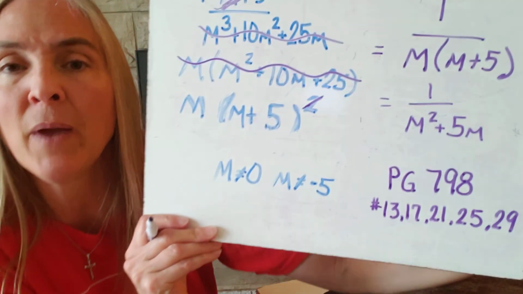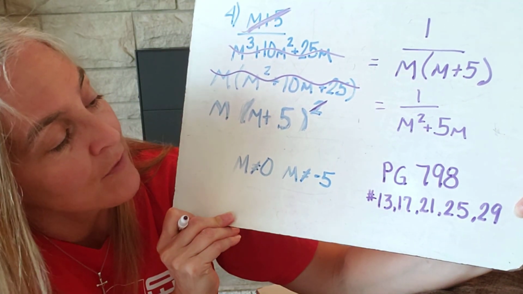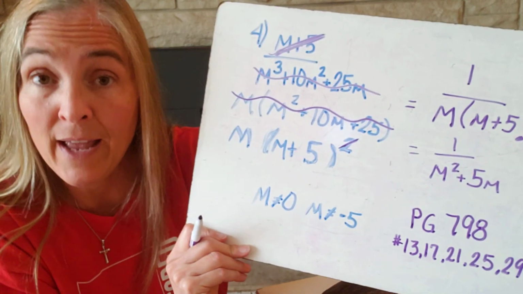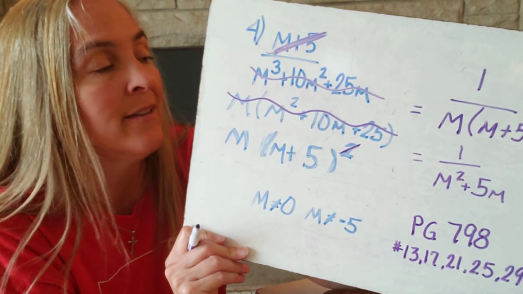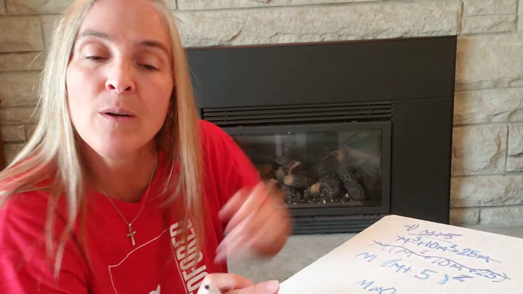And if you notice page 798, 13, 17, 21, 25, 29, you're going to give me the excluded values, and then you're going to go ahead and simplify. And please check your work. Remember to send me pictures of your completed work.